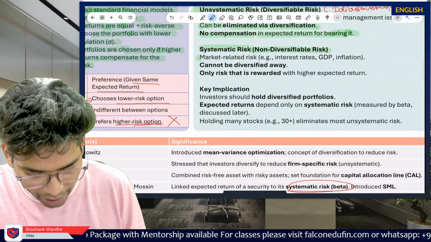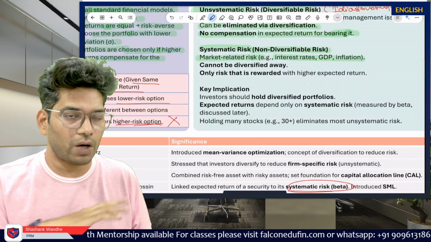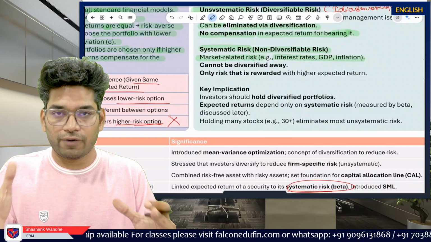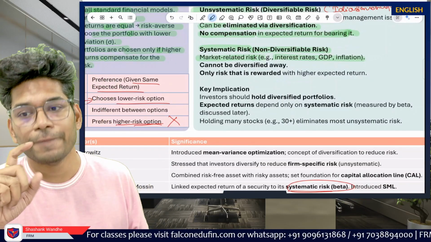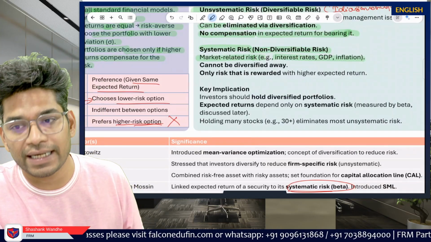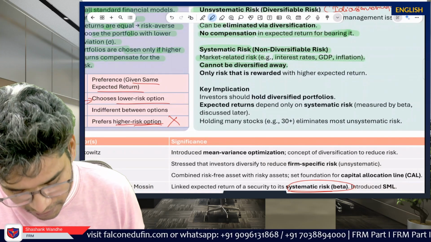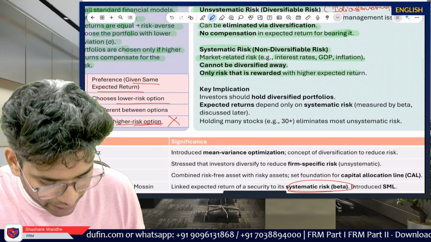Okay. Now, next is the systematic risk, which is a non-diversifiable risk. Non-diversifiable risk is the market-related risk which cannot be diversified. If the market goes down, every company will go down. So you can't diversify it. Even if you have a well diversified portfolio, you will get impacted by the systematic risk, and hence you will get compensated for it. So your required rate of return will be higher because of the systematic risk. So it cannot be diversified away. It is the only risk that is awarded with a higher expected return.